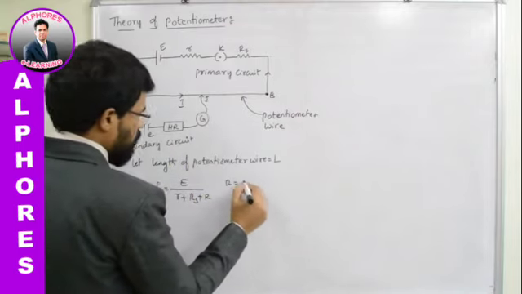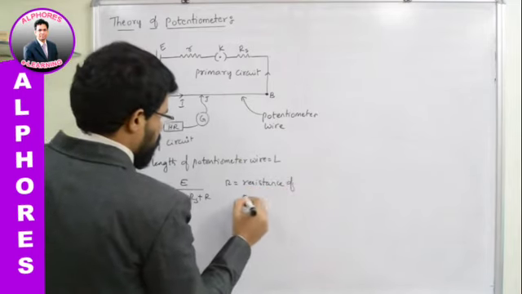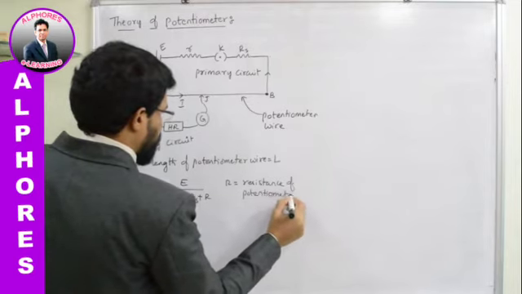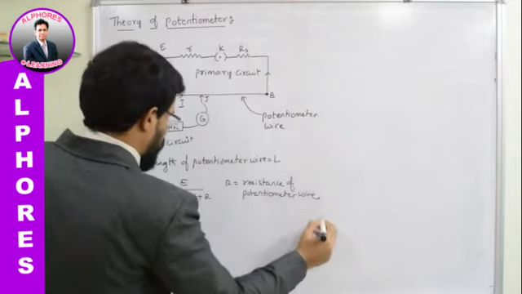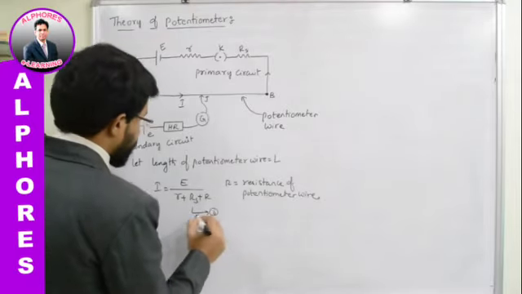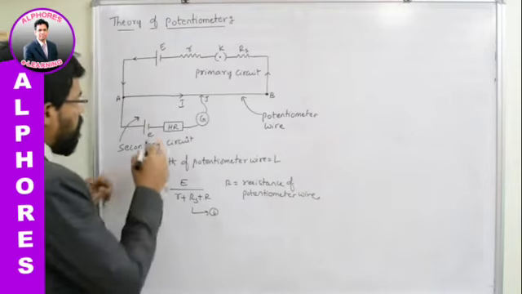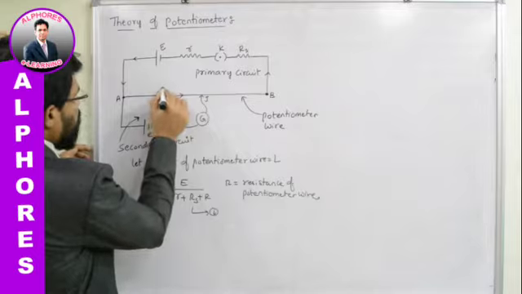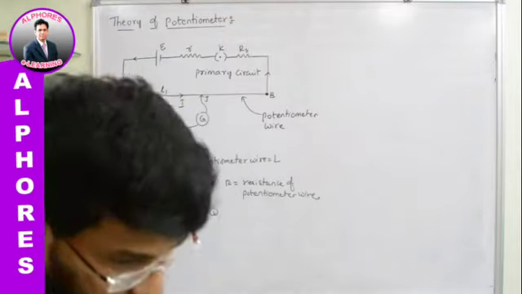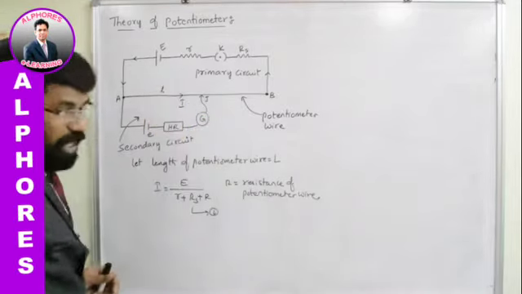So what is this R? Resistance of potentiometer wire. Okay, so this is what I value is. Let us take it as equation number 1. And what about potential? I will consider a small length L1, sorry L, because we will not be having L1, L2 kind of things. Okay, I will consider a small length L.